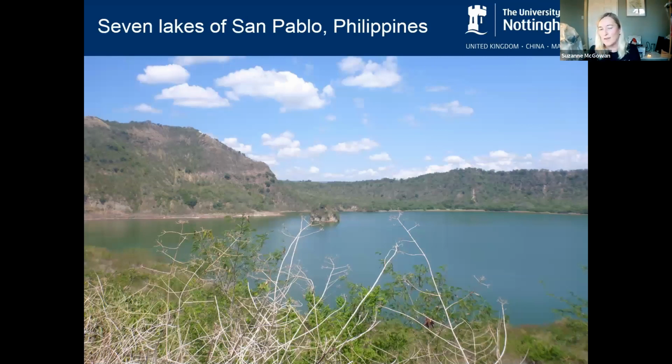So weirdly, this also reminded me of a lake in the Philippines. So the connection here is really that in these tropical lakes, what tends to happen is because you don't have the seasonal fluctuation in temperatures, you can get unmixed states occurring. And so you get anoxia building up in the bottom waters of these lakes. So this is Lake Yambo, which is one of the 7 lakes of San Pablo in the Philippines. It's a very clear water and clean lake.